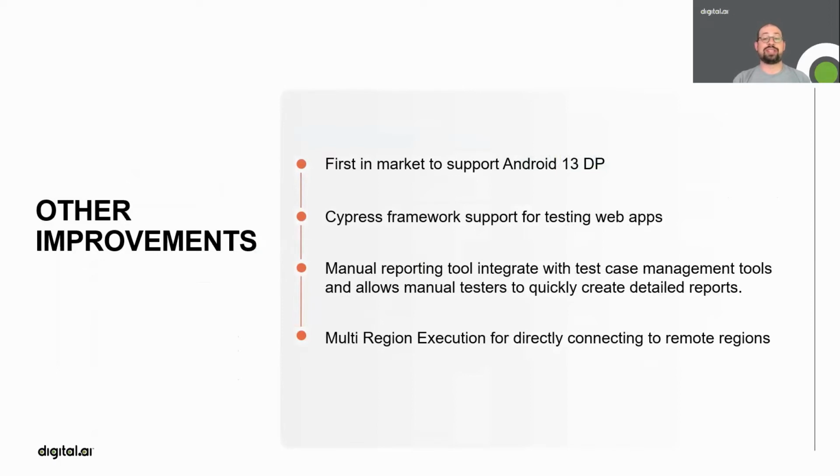Before we get into the demos, I'd like to point out a few more improvements that we've rolled out recently. First up, Digital.ai continuous testing was the first to market to support devices running Android 13 in our testing cloud. We've also rolled out a web app testing integration with Cypress, which is an end-to-end testing framework for web test automation. Our manual reporting tool integrates with test case management tools and also gives manual testers the ability to create detailed reports. And finally, you can easily and directly connect to remote regions using our multi-region execution.